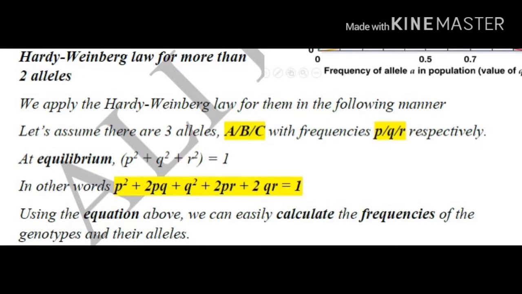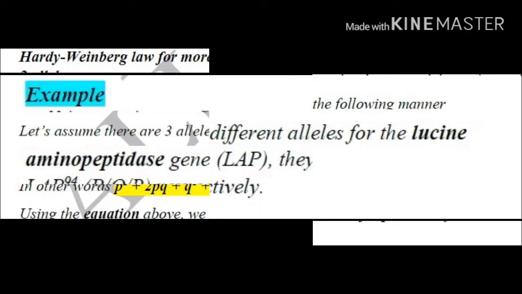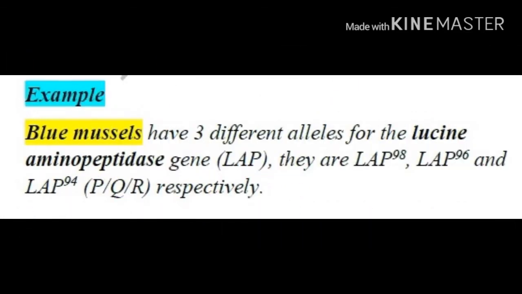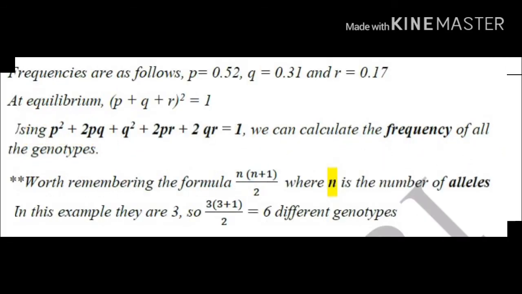Now, obviously, just like I mentioned before, this is going to be calculating the frequencies of 3 alleles. The example at hand here is the blue mussels, and they have 3 different alleles for the leucine aminopeptidase gene, the LAP. And these are the LAP98, the LAP96, and the LAP94, whose frequencies are going to be referred to from now on as P, Q, and R respectively. Well, the frequencies are as follows. The frequency of the LAP98 essentially is going to be 0.52 of the total population. The Q is 0.31 and R is 0.17.